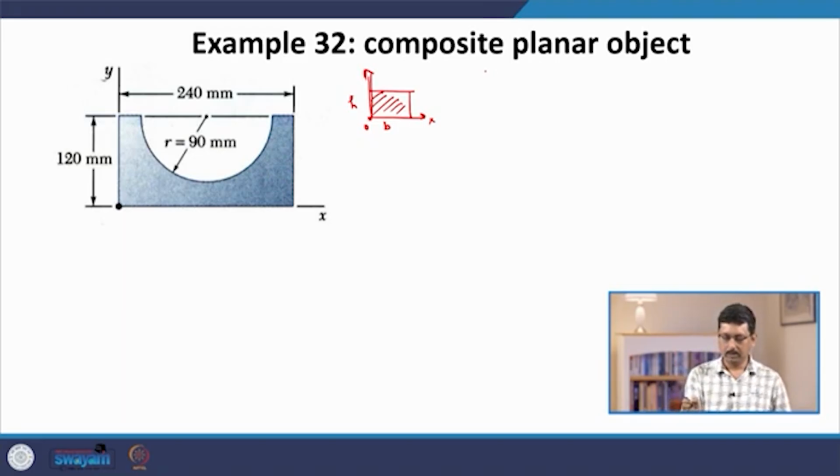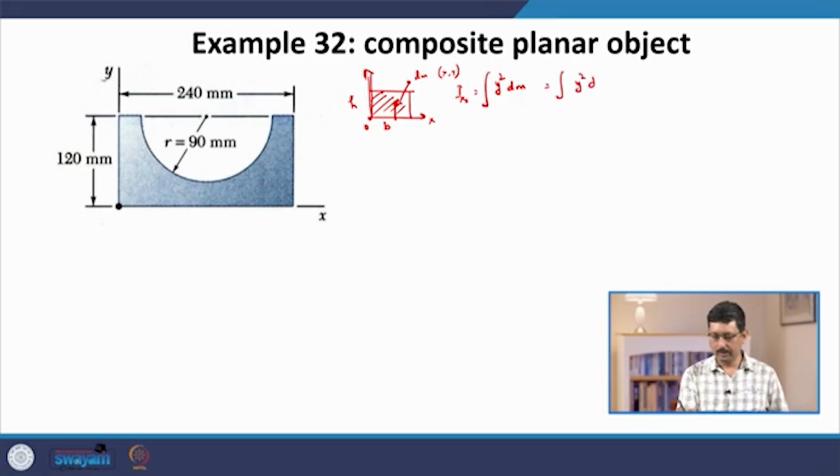In this case we are going to do the following. Take a mass dm at a point x, y. We want to calculate the moment of inertia about the x axis. So, the distance of this dm from the x axis is y, and the contribution is y square dm. This is our target quantity. Here dm is sigma dx dy.